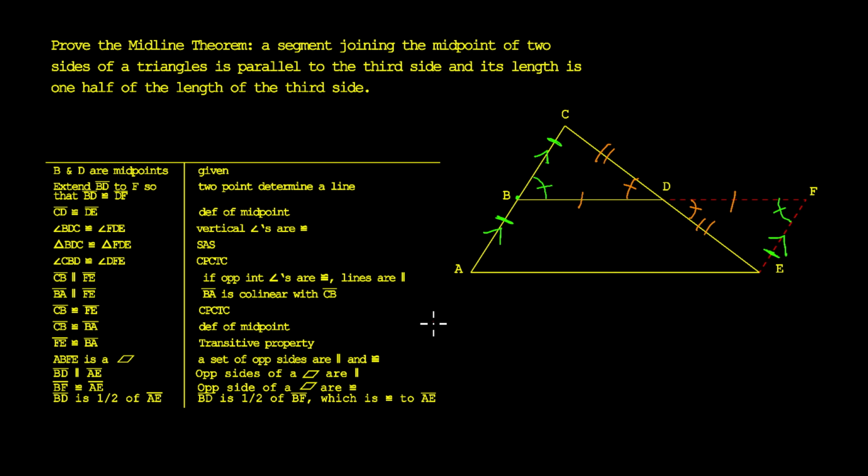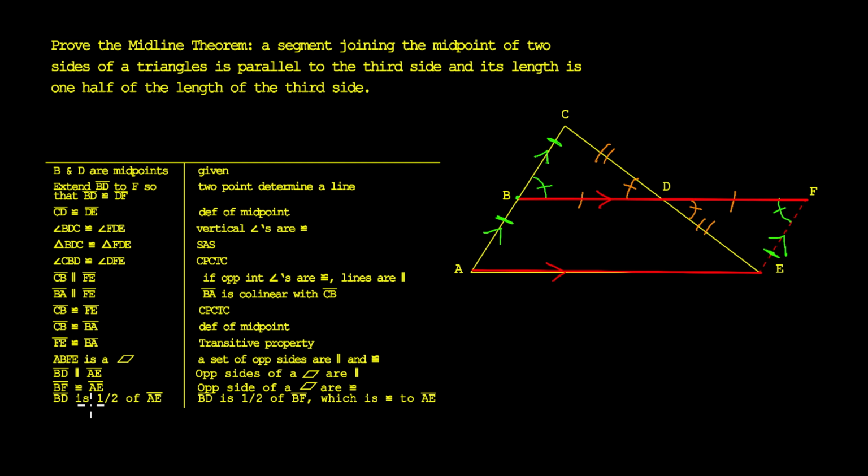So now we will start marking in red, again, just to keep everything straight. BD is parallel to AE because opposite sides of a parallelogram are parallel. So BD right here is parallel to AE. Next, BF is congruent to AE because opposite sides of a parallelogram are congruent. So I'll show that in red here and in red there. Those two segments are congruent because they are opposite sides of a parallelogram.